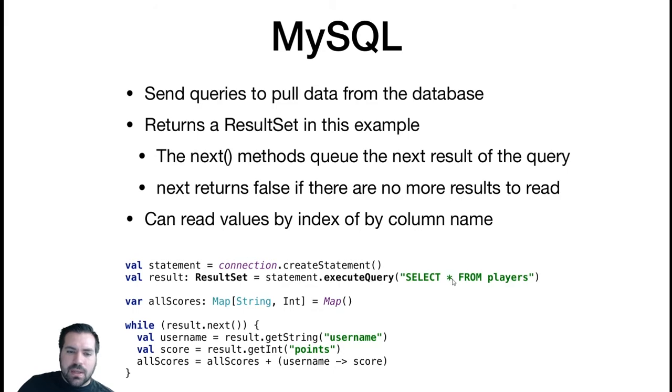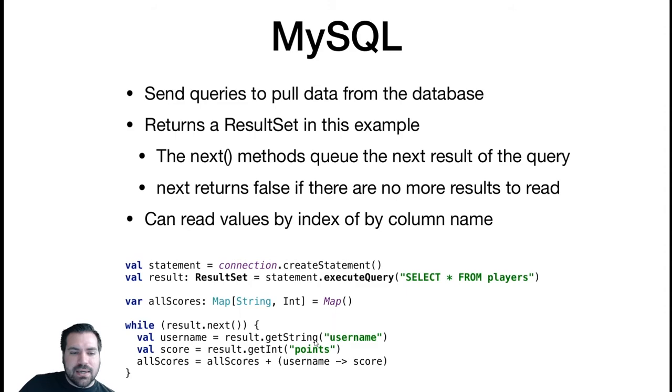Since we're using this star is treated like a wildcard, just like it is in many other languages. This says get all of the information from this table. If you only wanted some information, you would replace the star with whatever information you want. Select username from players would just give you the username. Select points from players would just give you the points.